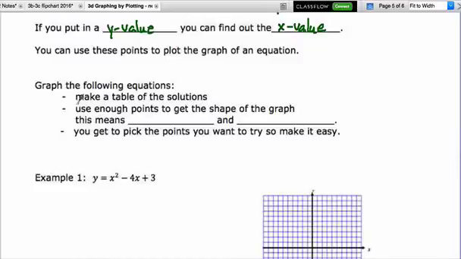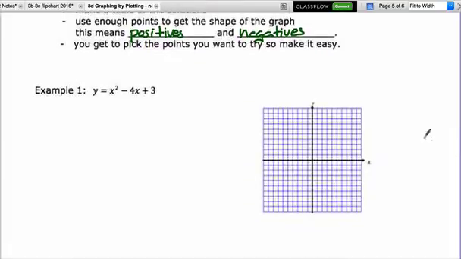Here are some hints. You're going to make a table of the solutions. You want to use enough points to get the shape of the graph. This means both positives and negatives. You also get to pick the points, so you're going to want to try to make this easy on yourself. And I'll show you what I mean by this.